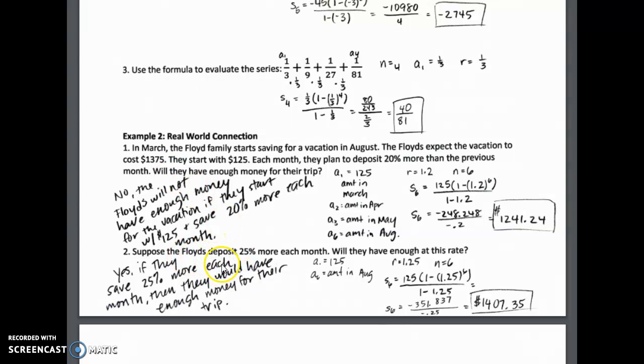So in this second example, they're going to deposit 25% more each month, which makes our R value 1.25 to see if this would be enough money. And when we do the same thing using the same calculations, we can see that this would give them enough money. They would end up with more than the cost of the vacation at the end of it.